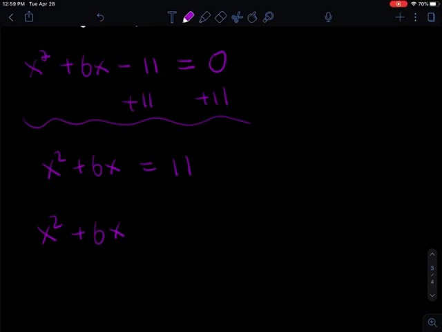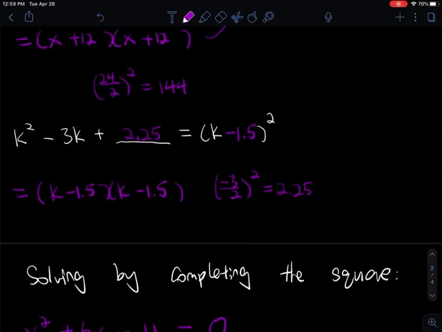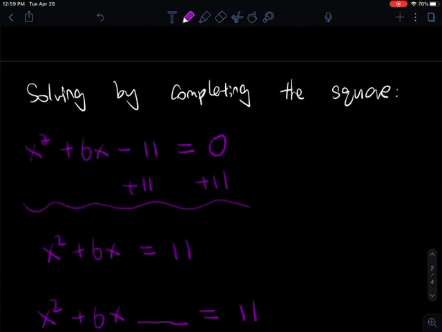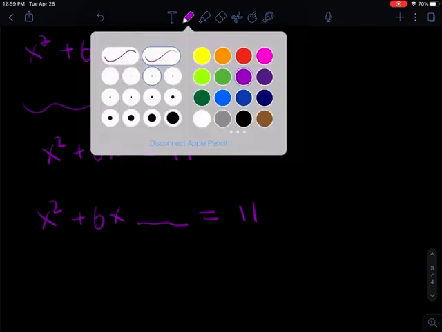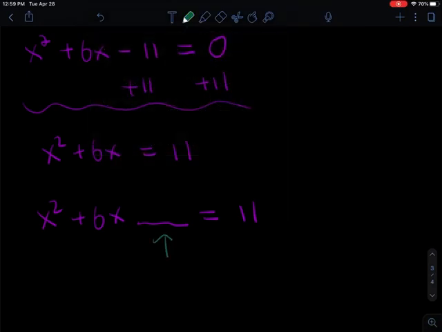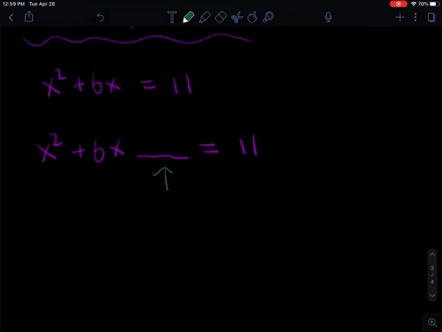And then here's what I'm going to do. I'm going to rewrite it, but leave some space here. x squared plus 6x. So what we're going to do here is complete the square. Just like what we did up here, we want to figure out what goes on this line right over here by completing the square.